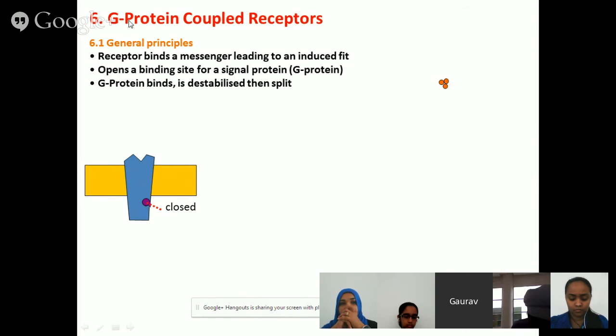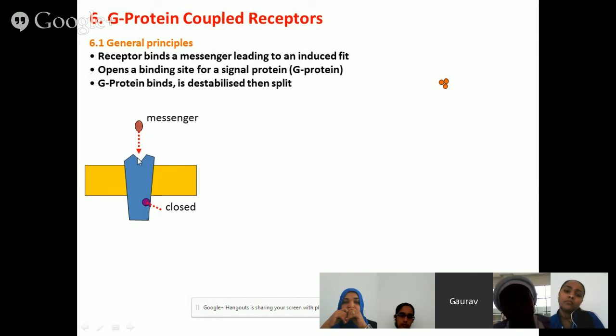Now let's discuss G protein coupled receptors. You can see here in the figure, again there is a yellow color structure showing a cell membrane. This blue color structure shows the receptors, and these are the binding sites.